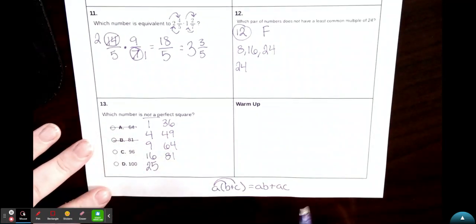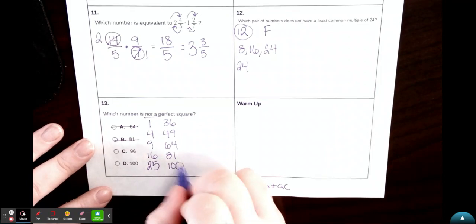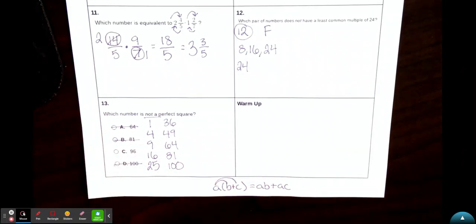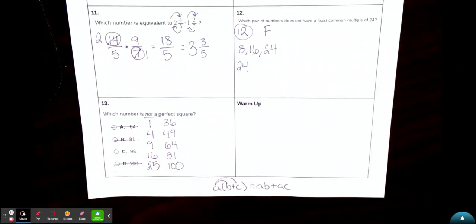10 times 10? 100. Okay, could 96 possibly be a perfect square? No, it can't, because we went from 81 to 100 and we didn't see it, okay? It does not necessarily mean that it's prime, but it does mean that it's not a perfect square, okay?